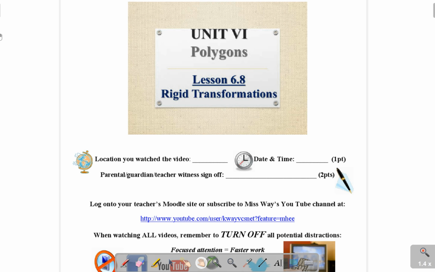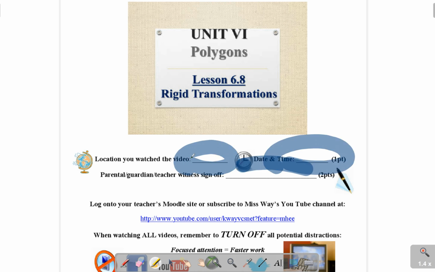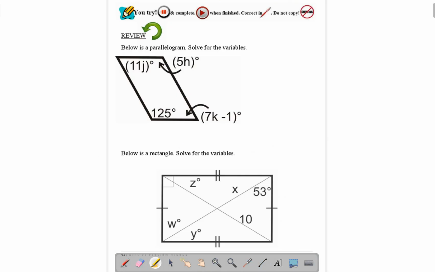Students, this is Unit 6. Preview note, your last one of the unit, 6.8, rigid transformations. Make sure you get the date, time, location, as well as a parent, a guardian, or teacher sign off. This page is a quick recap of your quad family tree. Go ahead and work this out, then restart the video.